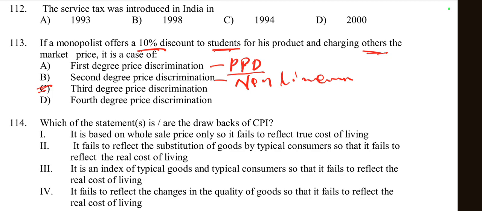Then third degree price discrimination. This occurs when a seller charges different prices to different groups of consumers based on their characteristics or demographics, such as age, location, or occupation. Examples are offering a discount to students or senior citizens, or charging higher prices for tickets at peak times compared to off season. So this is called third degree price discrimination. So here option C is right.